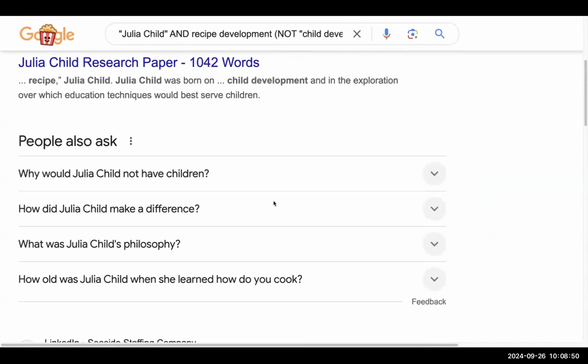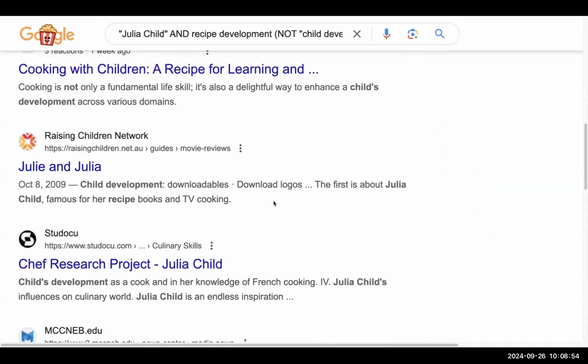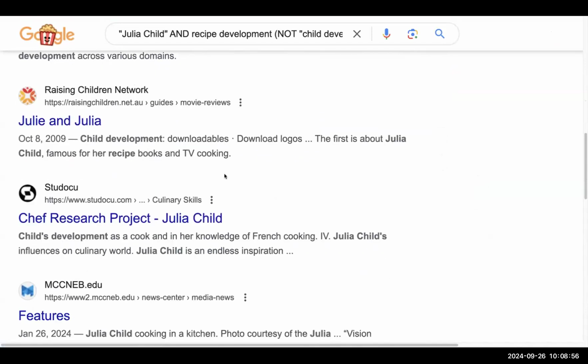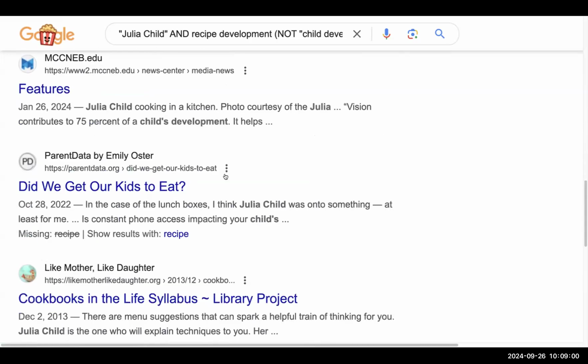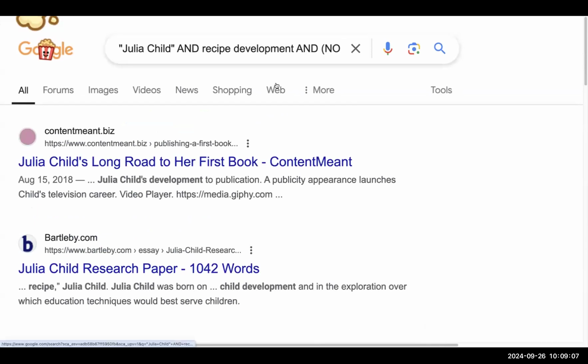Let's see. And they're still giving me child development. I don't know why. Hmm. Okay, something didn't go right with my search. Let me see if I need to put another "and" there. Nope. Yeah, because I've been trying to look for some information, but all I've been getting is just child development stuff.